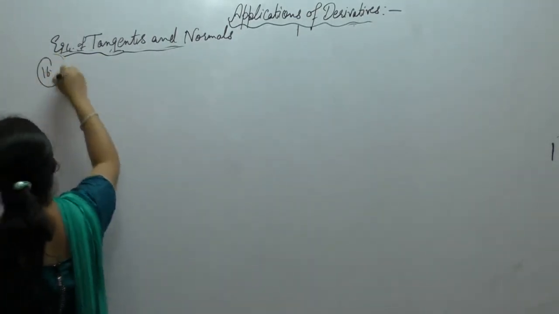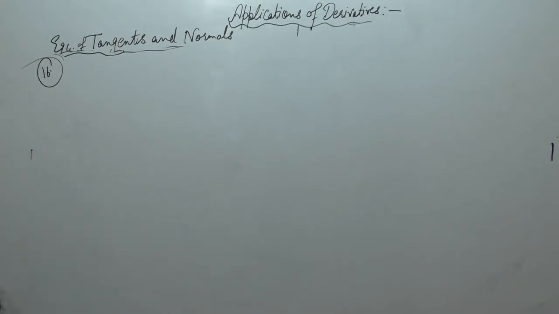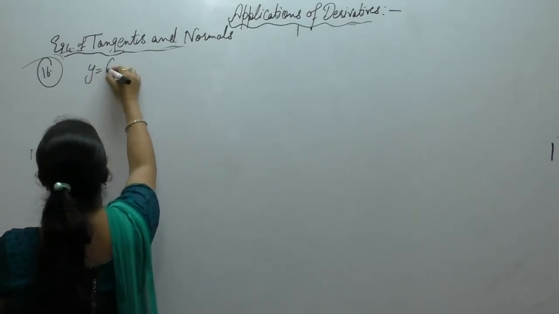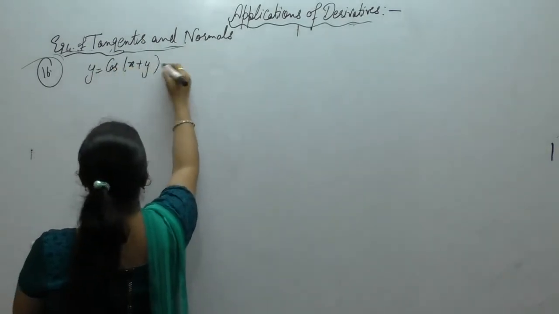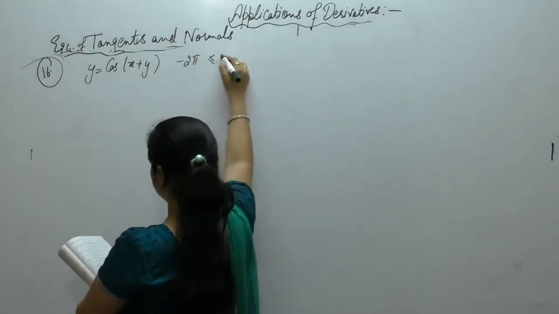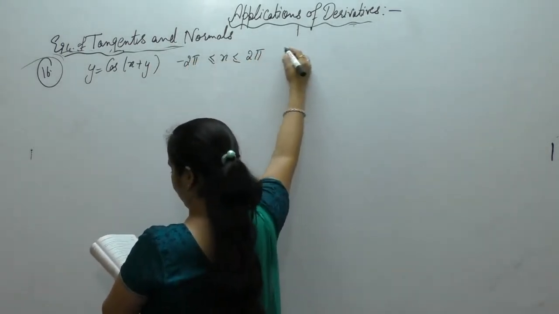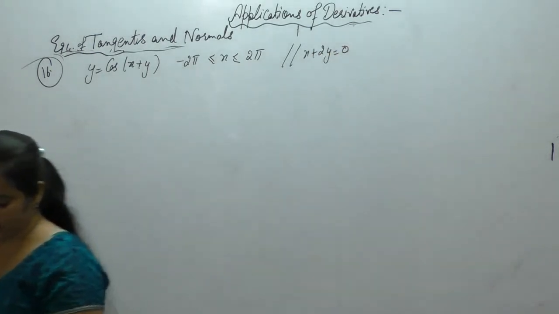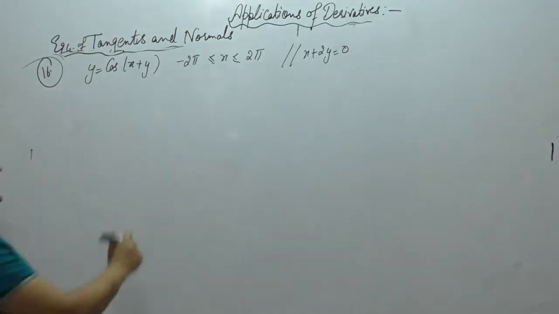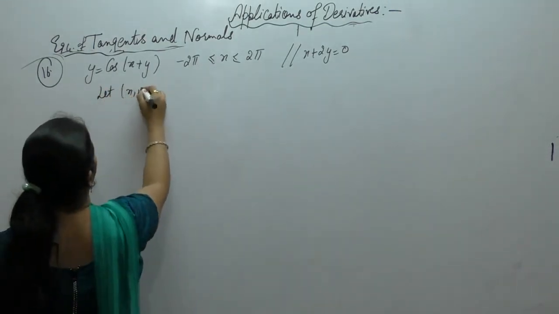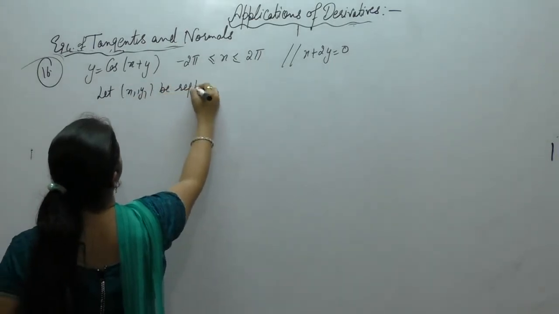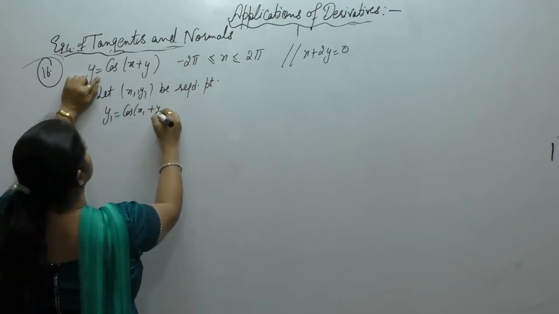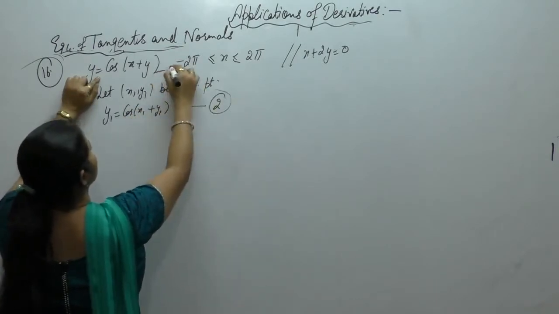Now the next one is: find out all the tangents to the curve y equals cos of (x plus y), minus 2 pi less than or equal to x less than or equal to 2 pi, that are parallel to the line x plus 2y is equal to 0. Let (x1, y1) be the required point. So this point will lie on the curve. Let this be equation 2 and this as 1.